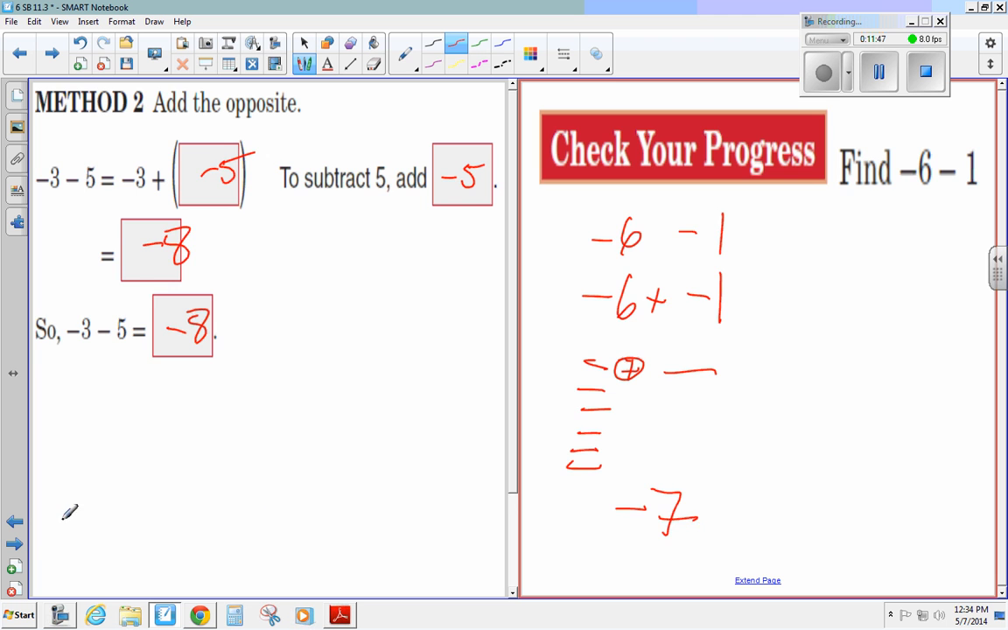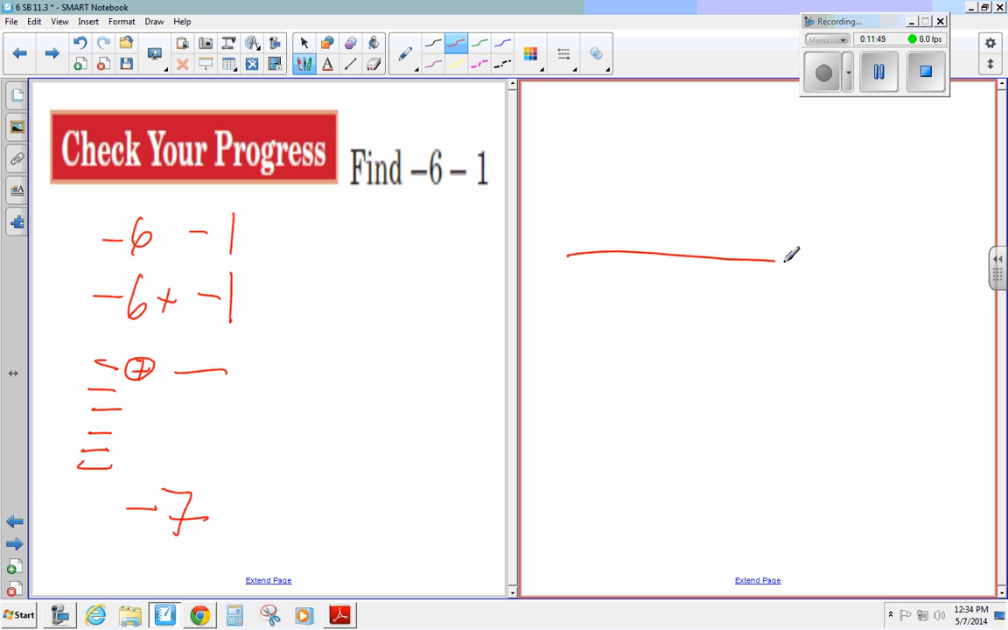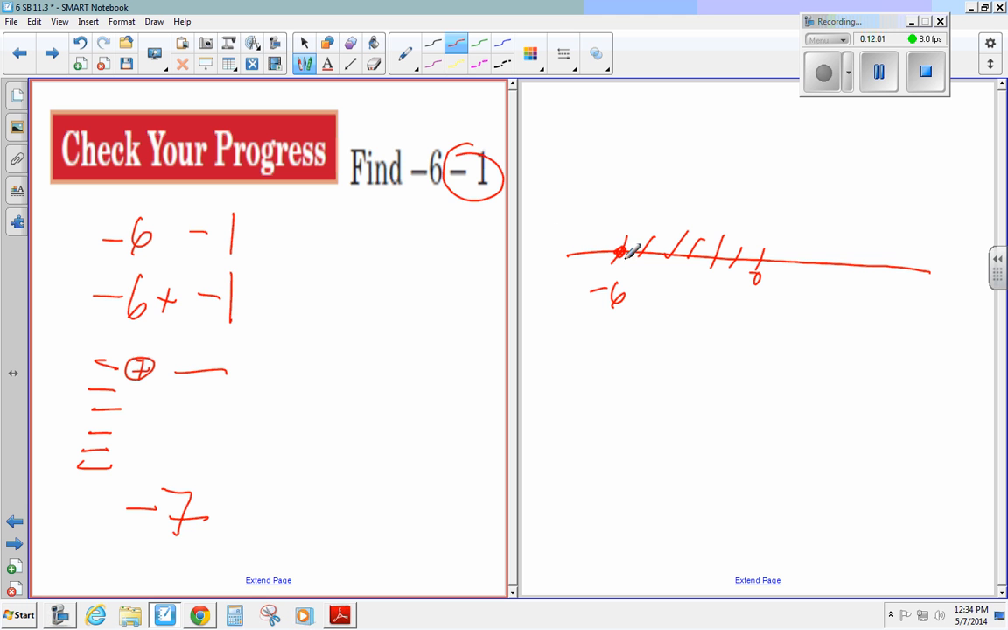Probably the easiest way to see this happen is to draw a number line. Start at 0 and go 1, 2, 3, 4, 5, 6 to the left. And then it says we're minusing 1, so we're going to go 1 more to the left, which means my answer is negative 7.